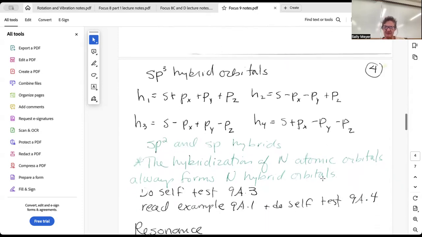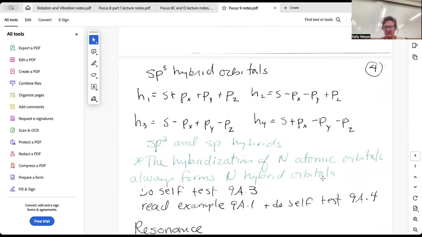And so when we look at sp2 and sp, you get the same exact kind of argument. So you can look at those. Your book gives you the functions, so the sum of the p's and s's that make sp2 and sp hybrid orbitals, but it's the same idea. We had to hybridize them to explain the geometry and the number of bonds in whatever system that we're looking at.